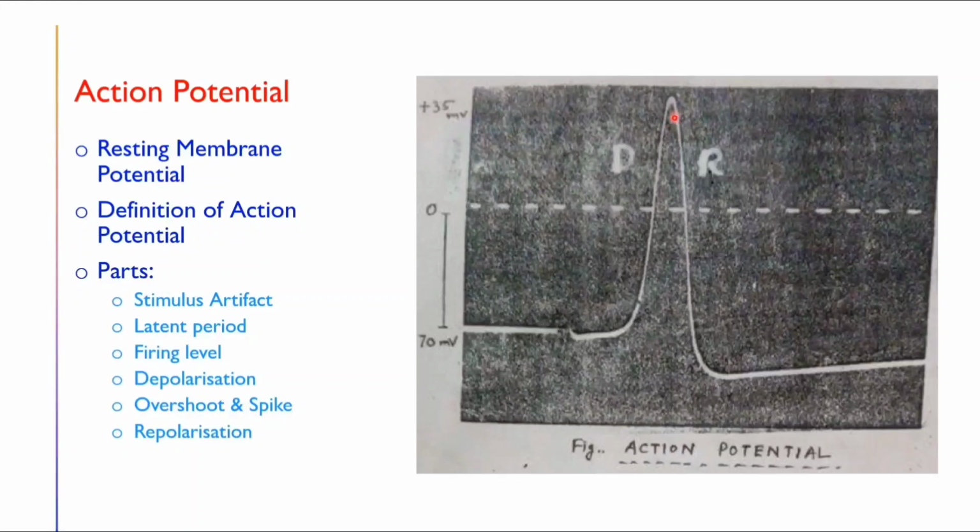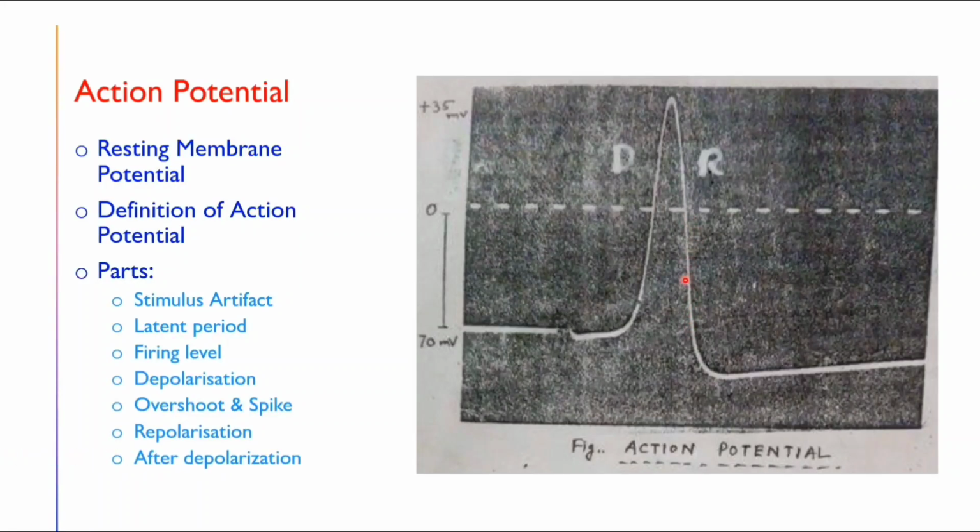Repolarization. This phase is known as the repolarization phase. Why is it called repolarization? Because now the polarity is regained. From positive, it again becomes negative. So that is why this portion is known as the repolarization phase. What is the cause of repolarization? It is the opening of voltage gated potassium channels. So that is why repolarization happens.